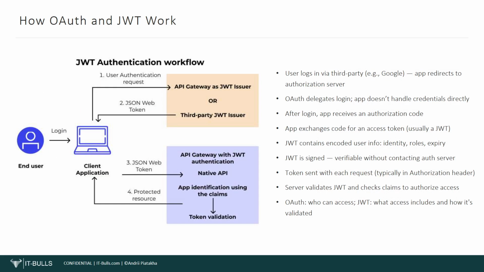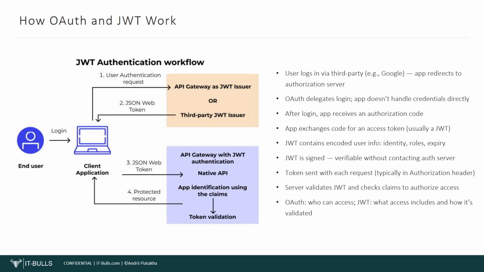To understand how OAuth and JWT work together, let's walk through the process from start to finish, as it typically unfolds in a real application. Imagine a user wants to log in to an application using their Google account. Instead of asking the user to create new credentials, the application redirects the user to Google's login page. This is the first key step in the OAuth flow: delegation. The application, known as a client, doesn't handle the login itself. It delegates that responsibility to a trusted authorization server, in this case, Google.